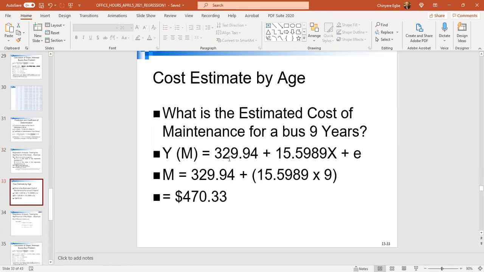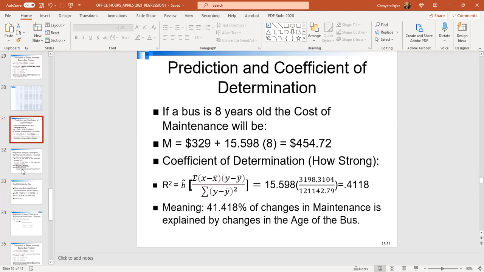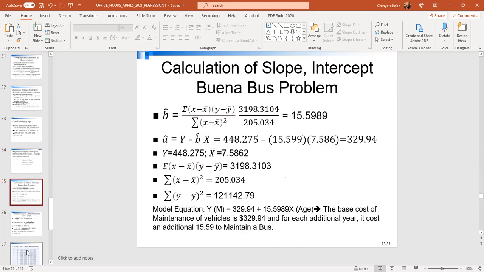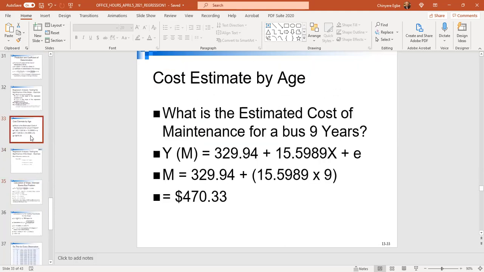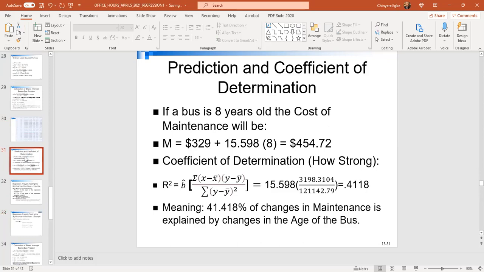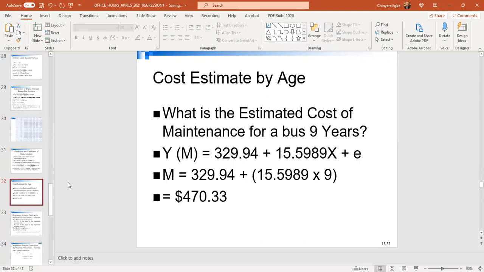All right, so this is another example, and this actually should go up here. Just give me a second. It's another example here, so we'll put it in the right place. Okay, if your bus is 9 years, the maintenance will be 470 instead of 484.